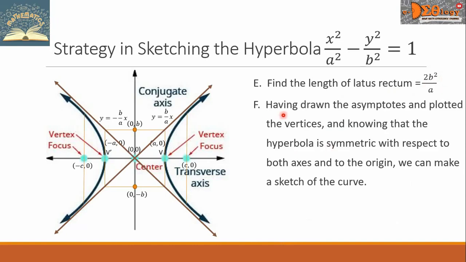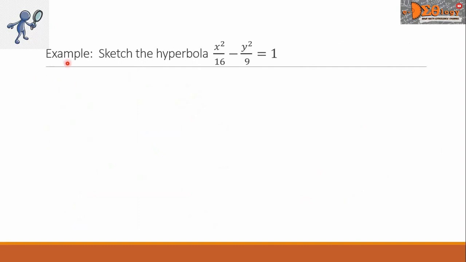Letter F, having drawn the asymptotes and plotted the vertices, and knowing that the hyperbola is symmetric with respect to both axes and to the origin, we can make a sketch of the curve. Let us see this example. Sketch the hyperbola x squared over 16 minus y squared over 9 equals 1.